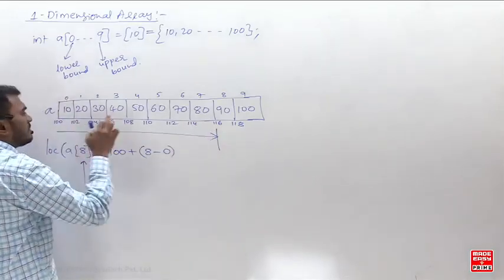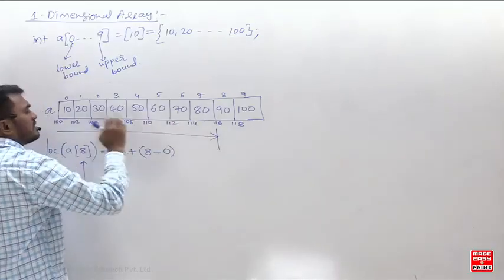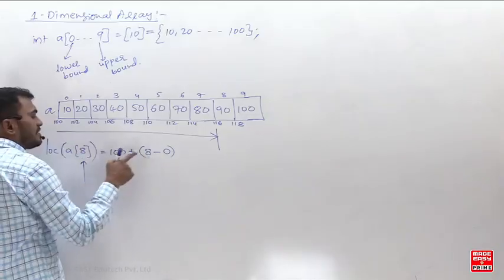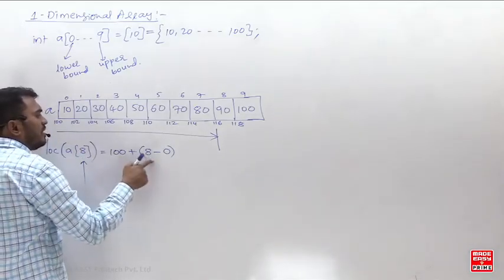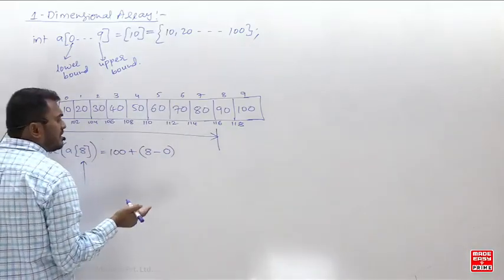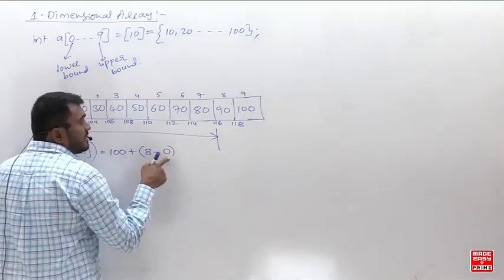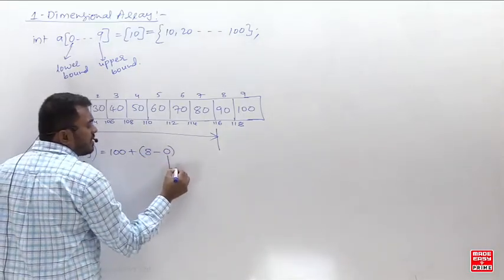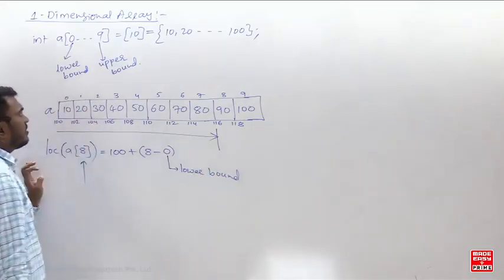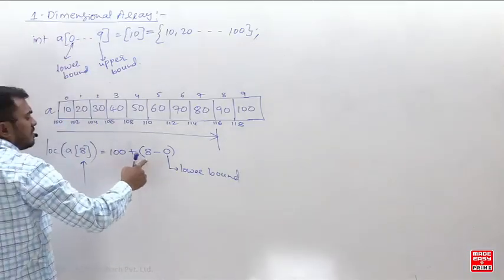Now look here, 0 to 7 elements, this many elements you have to cross. Tell me, 0 to 7, how many elements are there? 8 elements. So to go to the 8th place, 8 minus 0 elements you have to cross. What is this 0 here? Very important, this is the lower bound. What lower bound are you having? 0 here. So 8 minus 0 elements you have to cross.